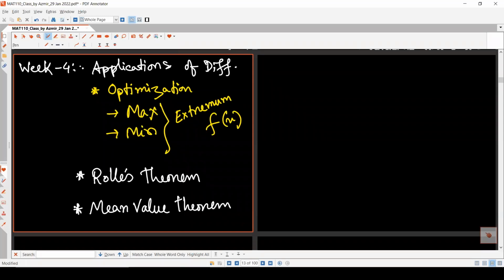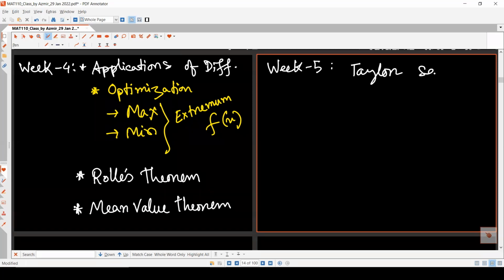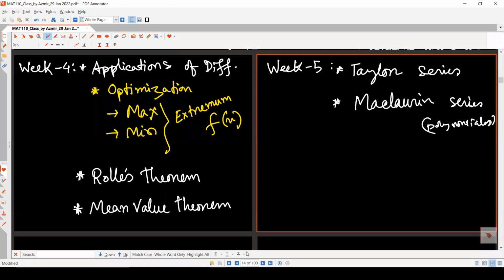So this is about week 4. Now in week 5, we will learn about another 2 theorems, or series that we know. It is Taylor series or Taylor polynomials and Maclaurin series or polynomials. So Taylor series, Maclaurin series will be discussed in week 5.